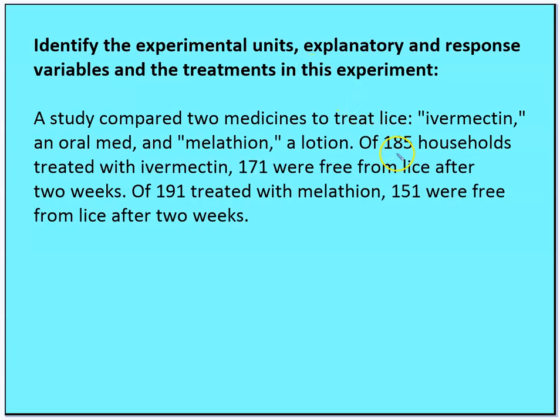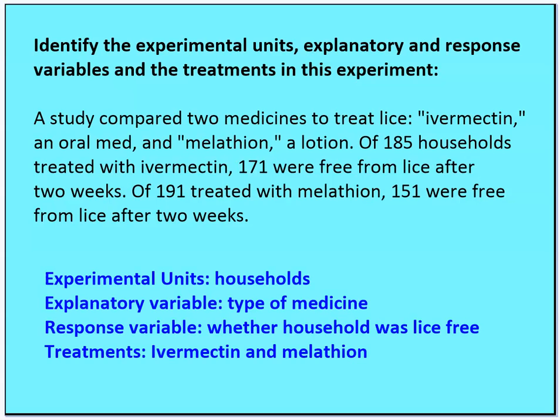So I want you to think about what this would be, and I'm going to give you the answer in a moment. So you can pause. Okay, so the experimental units were not individuals, they were households, because we talk about the households treated. The explanatory variable is the type of medicine, ivermectin or malathion. The response variable was whether the household was lice-free. And the treatments specifically were ivermectin and malathion. Okay.